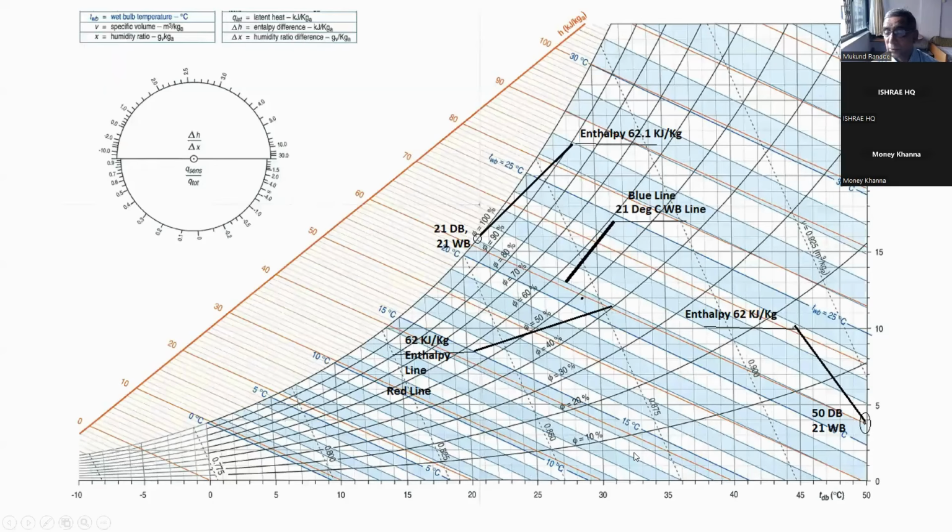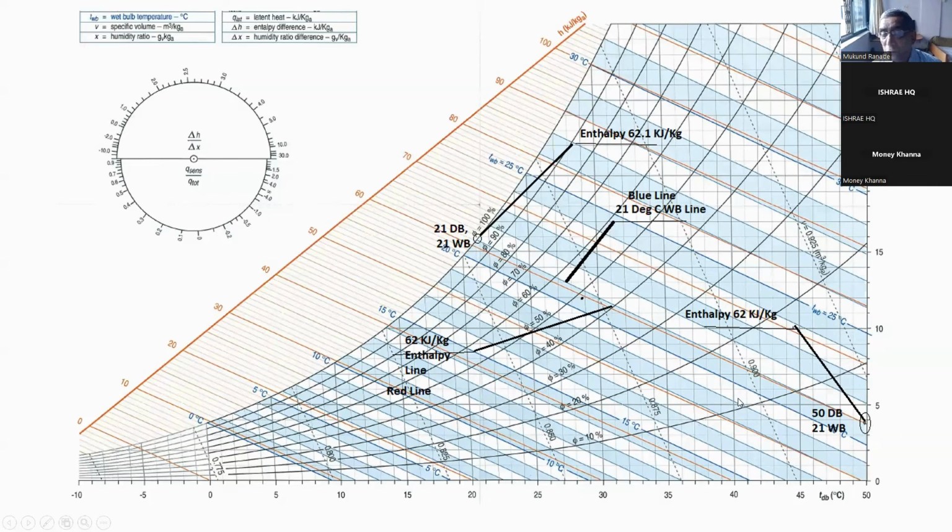So this is a psychrometric chart. As you see my cursor, the red line is an enthalpy line and the blue line is the wet bulb line. If I have 50 degree, you see the enthalpy line is making a small angle with respect to the wet bulb line. The distance between the wet bulb line and the enthalpy line, which is the red color, is maximum at the saturation point, and they coincide at the highest temperature.